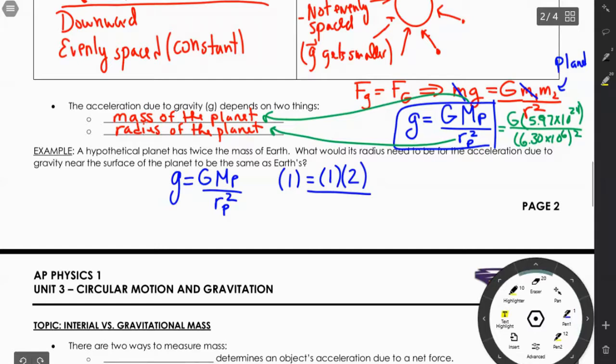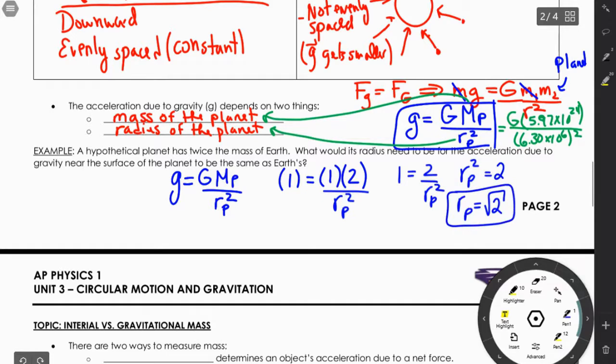And then we're solving for the radius of the planet. So we're looking for what r equals. And so that's going to be 1 equals 2 over rp squared. And I'm going to solve this for rp. It's going to be rp squared equals 2. And so the radius of the planet would have to be a square root of 2 times bigger than the Earth.